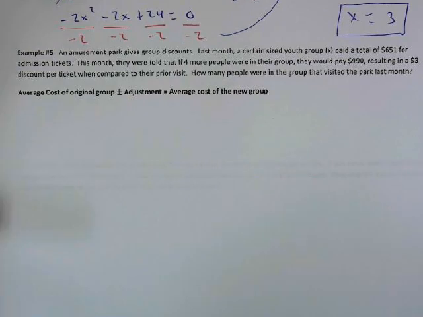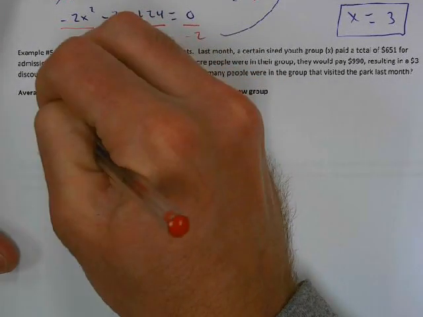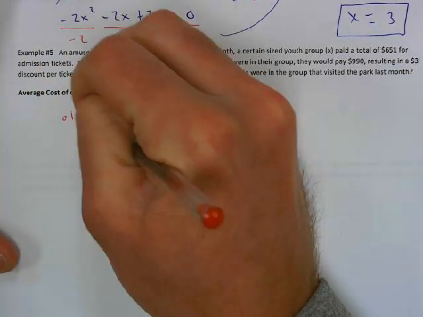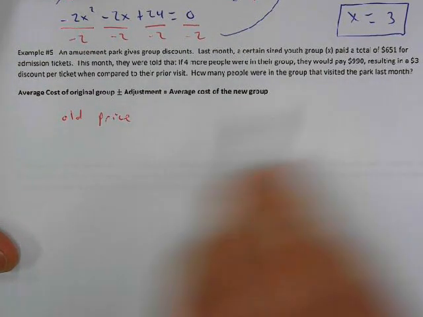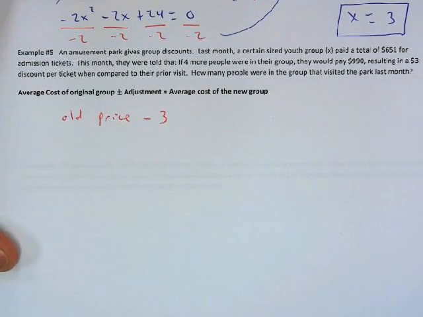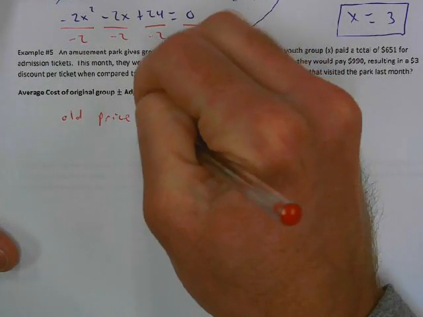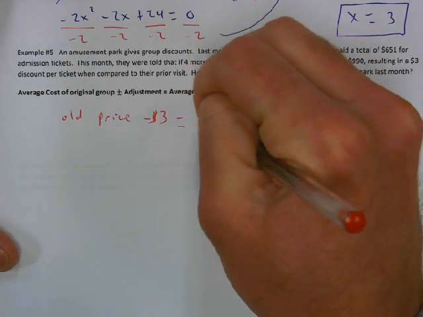Okay, so this is going to be a lot like the last problem in the way that we set it up. We're going to look at, well, what was our old price, our original price we paid, and then how did the price change when more people joined the group? It's a $3 discount per ticket. So our old price went down, so we're going to subtract $3. Old price went down by $3, and that's going to equal our new price.